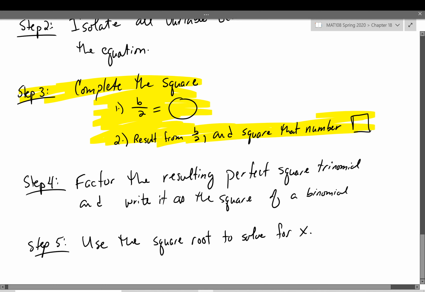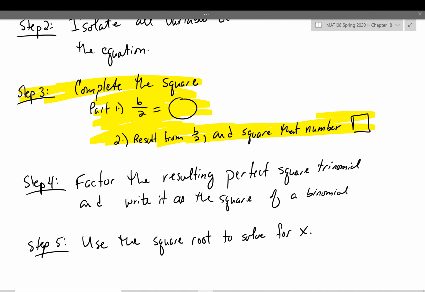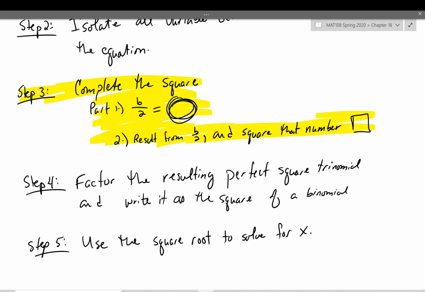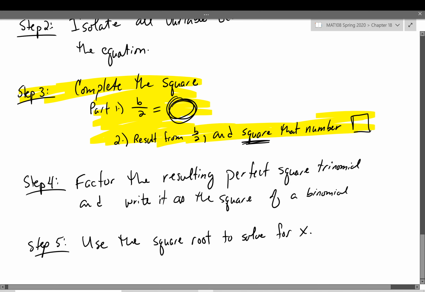Part 1, okay? You're going to take the number in front of the x term, that's the letter b, and you're just going to cut it in half. You're going to divide it by 2, and then I want you to circle that number, okay? Then you're going to take that number from that step, and you're going to square it. So whatever that number is, you're going to square it, and since you squared it, I want you to put a square around it, okay?